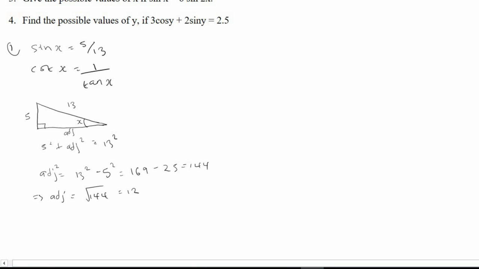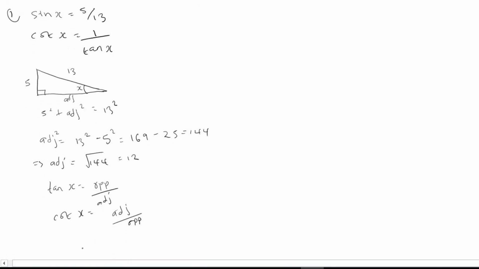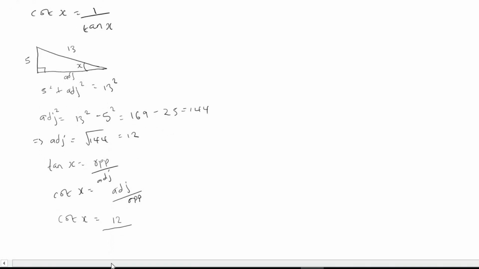Now, since we know that cot x is 1 over tan x and tan x is opposite over adjacent, it simply means that cot x will be adjacent over opposite. So from this triangle, we can simply say our cot x is equal to our adjacent 12 all over our opposite 5.